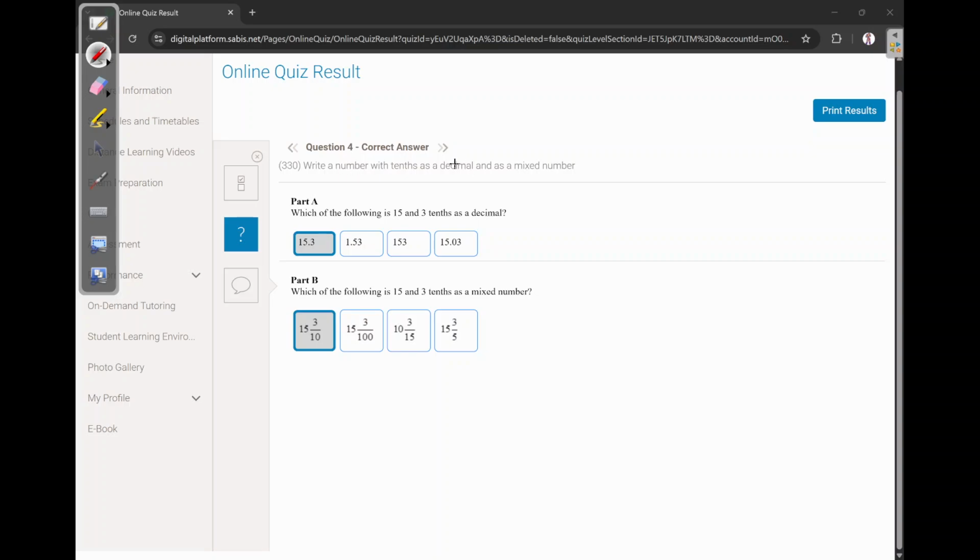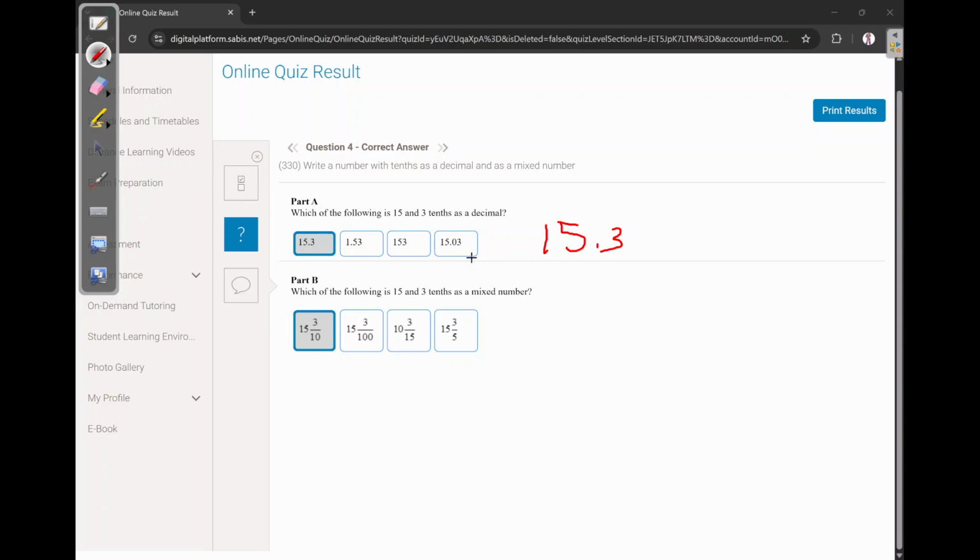Which of following is 15 and 3/10 as a decimal? It's 10. It's not 100. So it's not going to be like this, so it's wrong. They said 15 and dot, and then 3/10. If it was 100, there would be a 0 here like this one, but there is no.